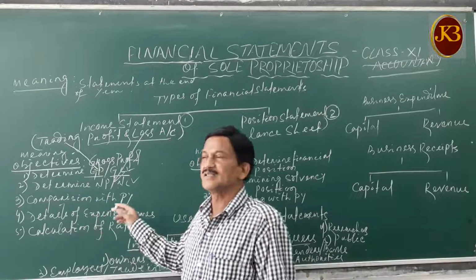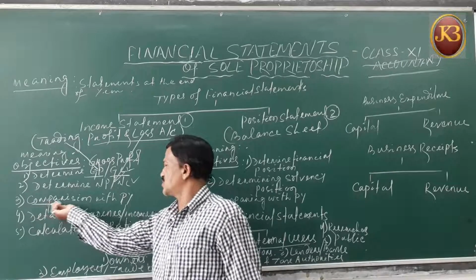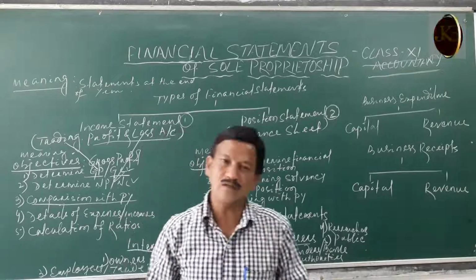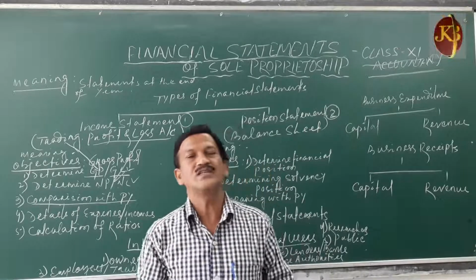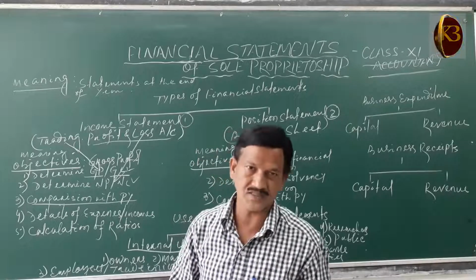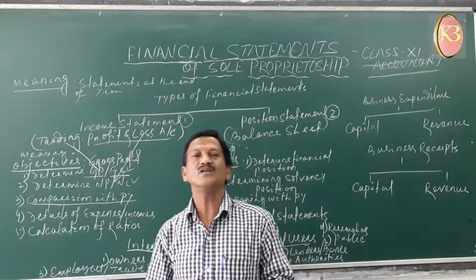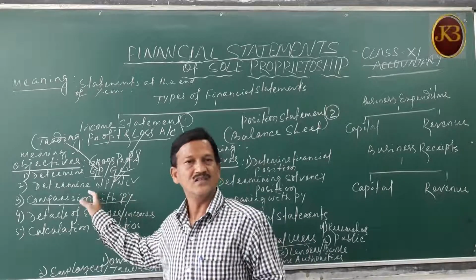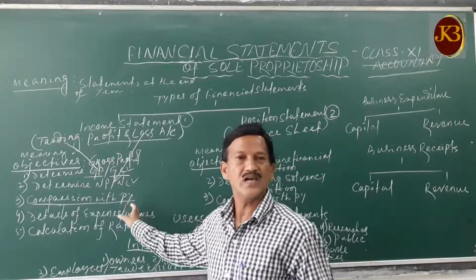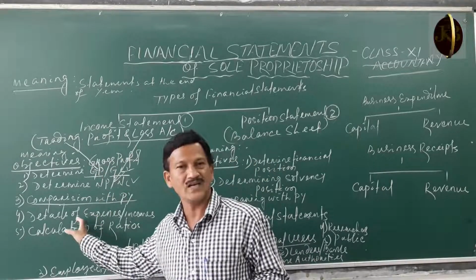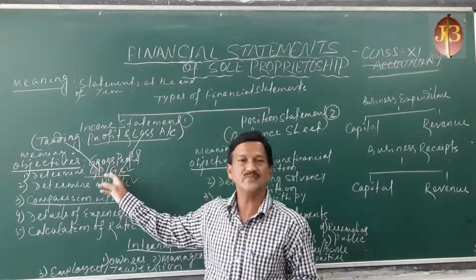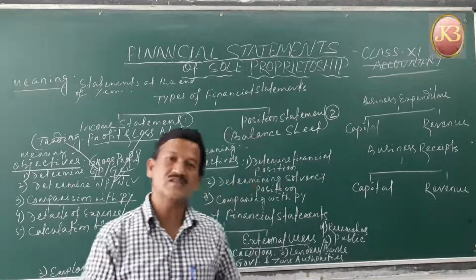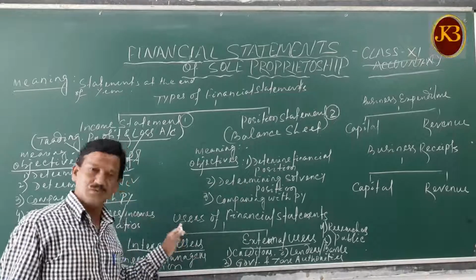Then the third objective is that it helps in comparison with the previous year's results. Your current year profit or loss can be compared with the previous year's profit or loss. Whether we have improved or declined in our performance, we can easily compare. So this financial statement is prepared to help compare the results of your current year with the previous year.